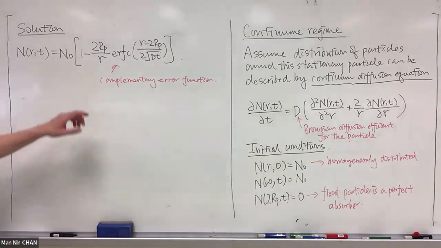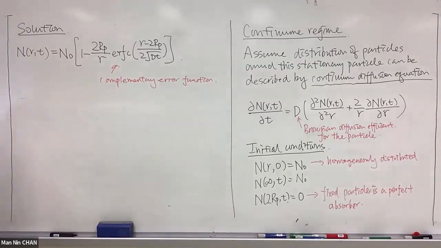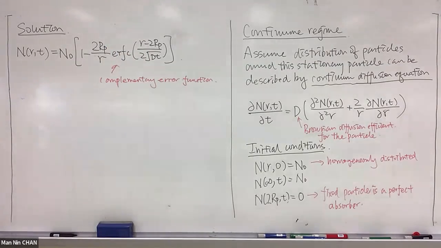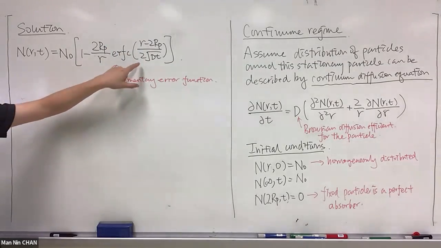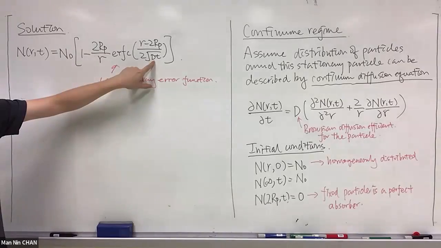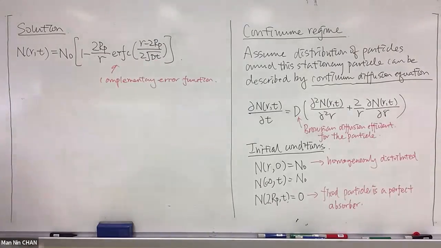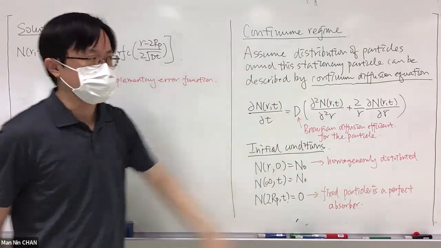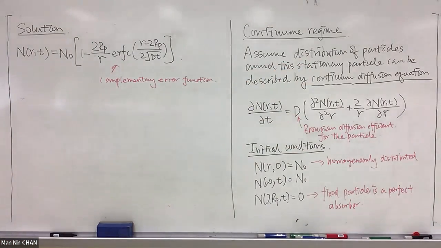Just to remind you, this is the complementary error function, with the input R minus 2 Rp divided by 2 times the square root of the diffusion coefficient of the particle times t. The complementary error function is just 1 minus the error function, so you know this term here. Now you have the equation to describe the distribution of particles around the stationary, or fixed, particle.